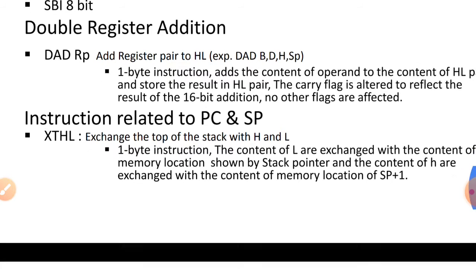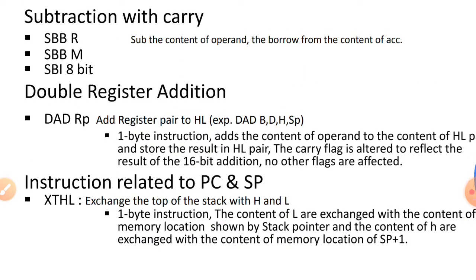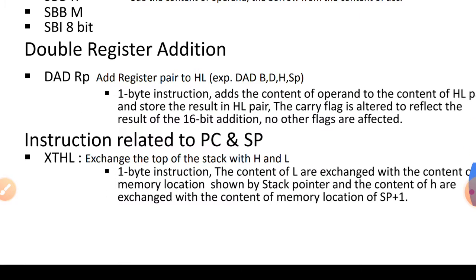Now the very important instruction is double register addition. Till now we have added an 8-bit register with an 8-bit number. We have seen the addition of an 8-bit number with an 8-bit number. But there is a provision by an instruction called DAD by which we can add a register pair with another register pair. And the syntax of using the DAD instruction is DAD RP.